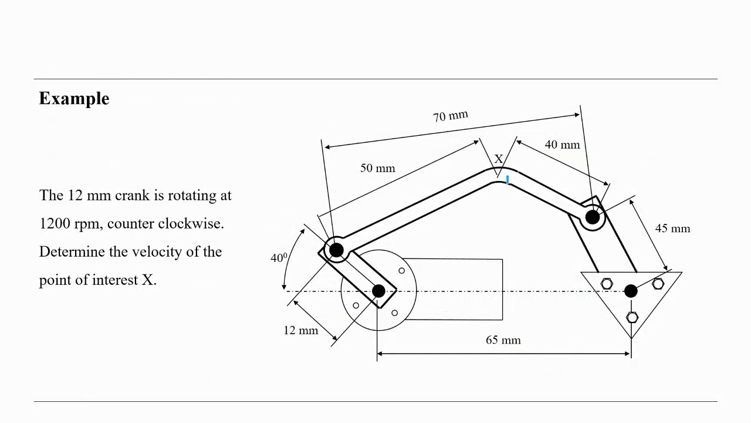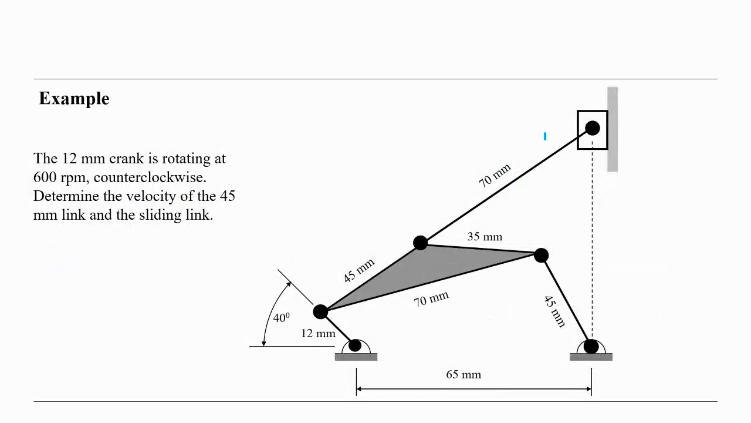So there is an example here, and you have to work on that. This is homework for you. The point X, we are looking for the velocity of the point X. The 12 millimeter crank is rotating at 1,200 RPM counterclockwise. Determine the velocity of the point of interest X. This is homework you have to do.